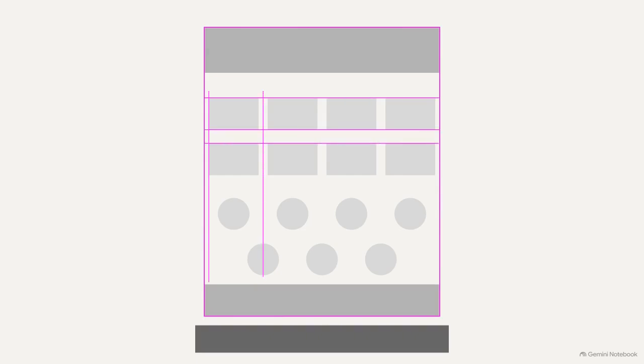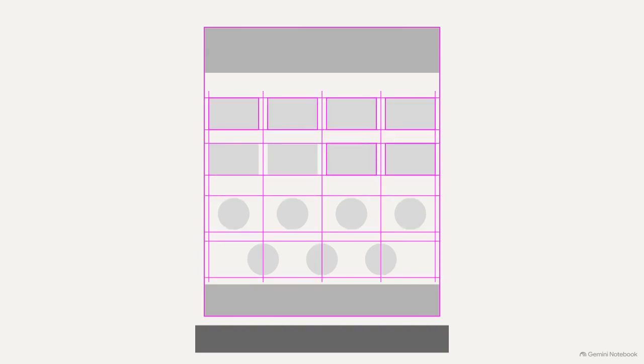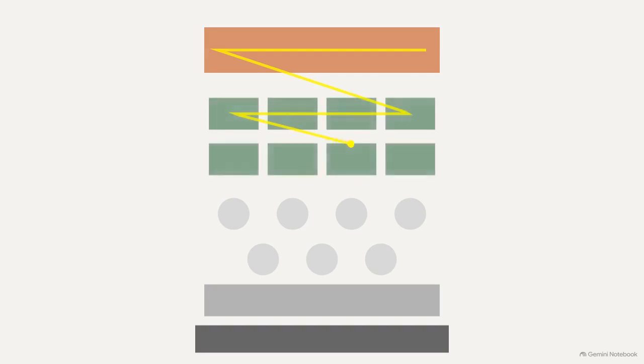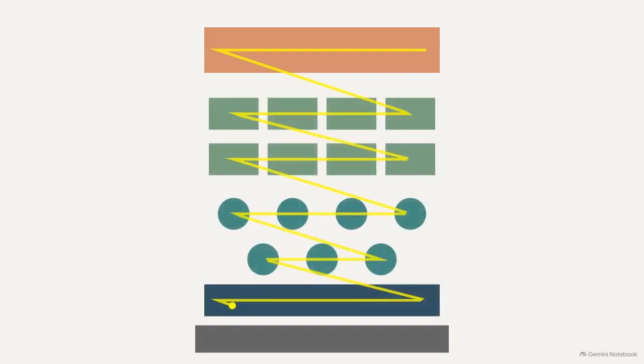Let's look at the assembled composition. This overlay reveals the invisible underlying structure. These magenta lines verify the exact mathematical alignment of our 2x4 cards and our circular icons. The color flow intentionally guides the viewer's eye. It starts at the warm header, moves down through the bright pastel grid, and rests in the dark footer.